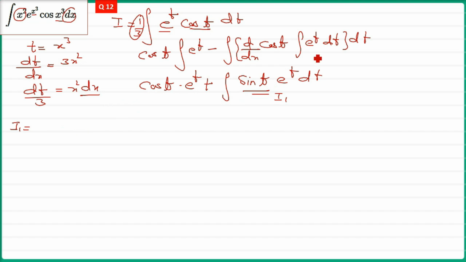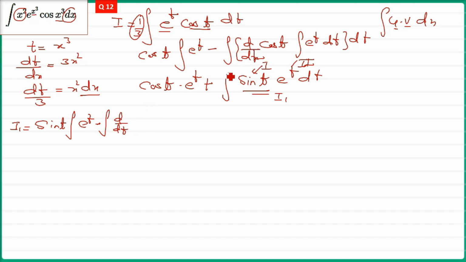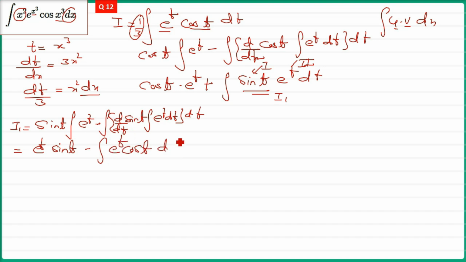In sin t, e raised t, I am applying this uv integration again. So you all are already aware of that. So let's do this. I1 has two functions. First function we are taking sin t, second function we are taking e raised t. So applying the formula, we have e raised t sin t minus d by dt of sin t, which is cos t, times the integral of e raised t, which is e raised t only, dt. So you don't have to integrate this because this is the original one.